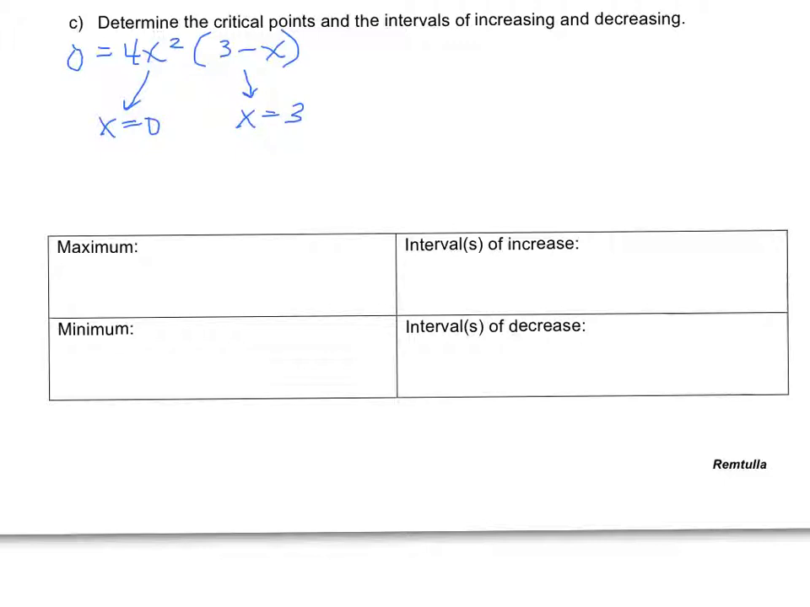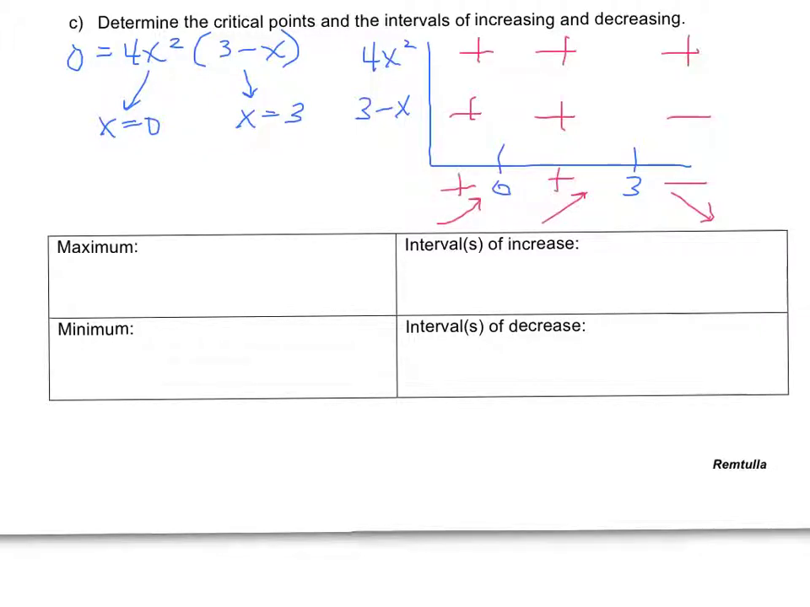Now I want to make my chart or my box diagram and figure out where everything is positive or negative. Give that a shot. So your box diagram should look like this. The 0 and the 3 go on the horizontal line. The factors, 4x squared and 3 minus x, go on the left-hand side. Now, pick numbers less than 0, between 0 and 3, and then bigger than 3. So when I do this, I notice that it is positive, positive, and negative. So the graph goes up, it then continues to go up, and then it goes down after 3.